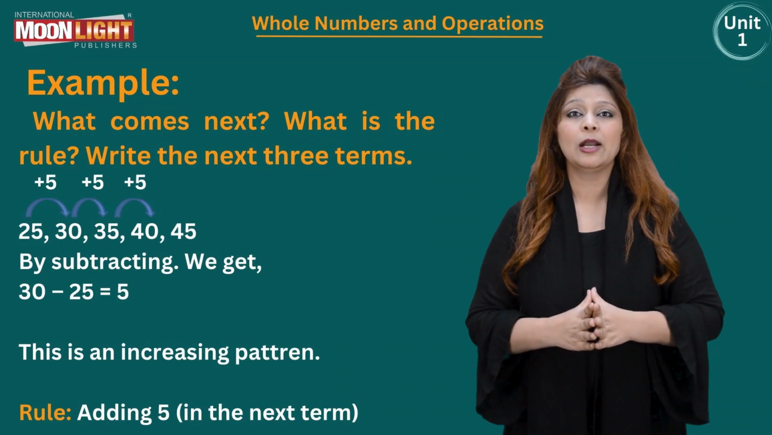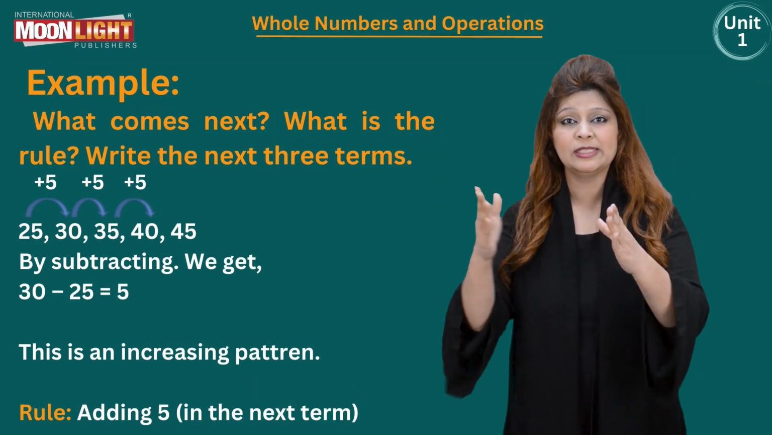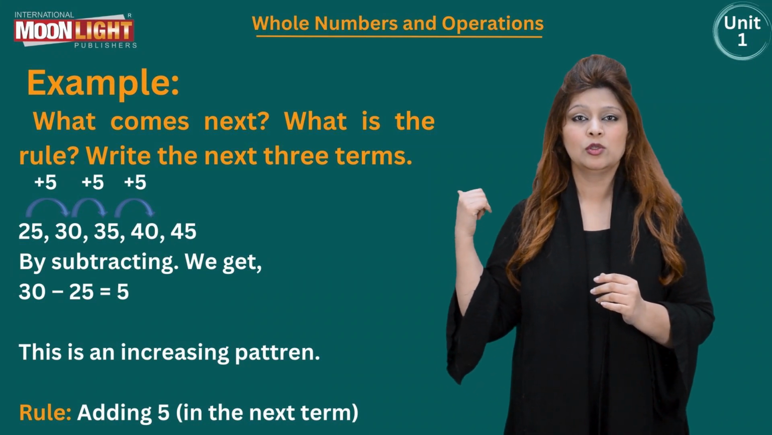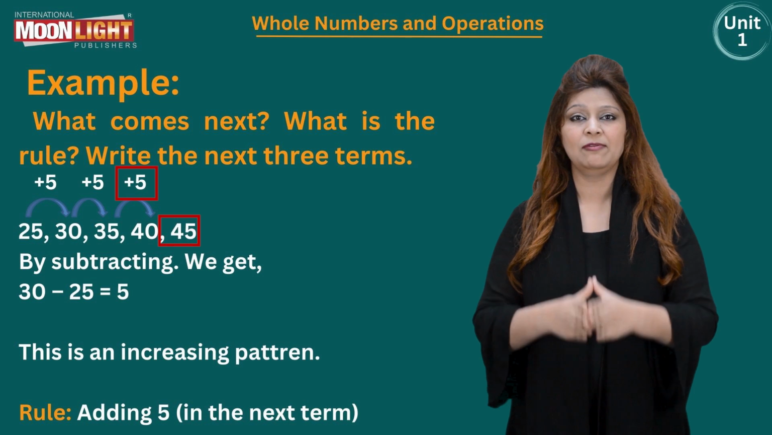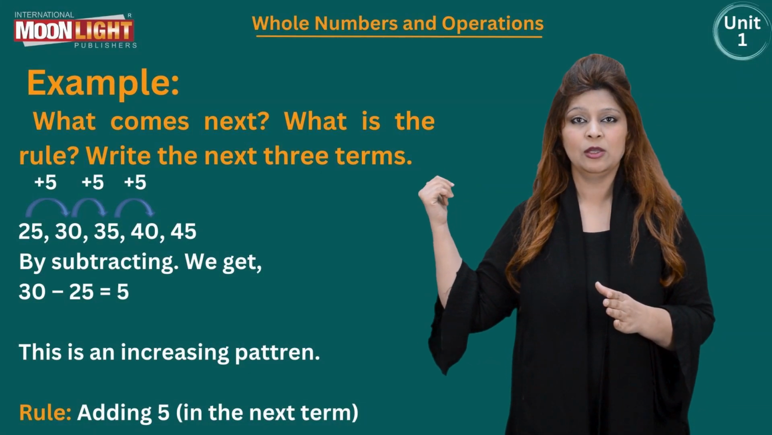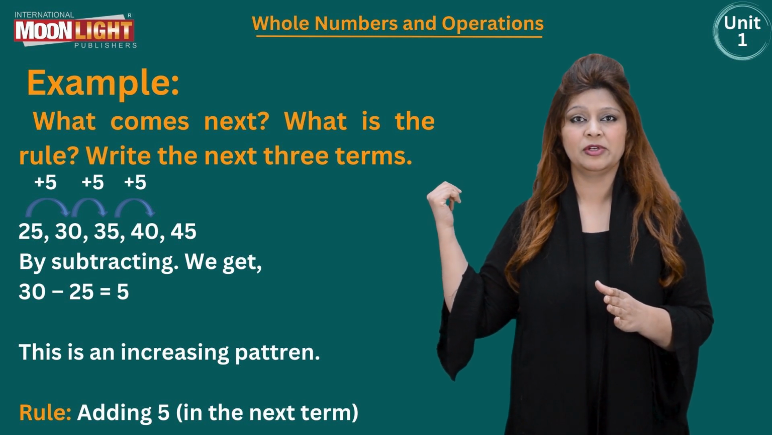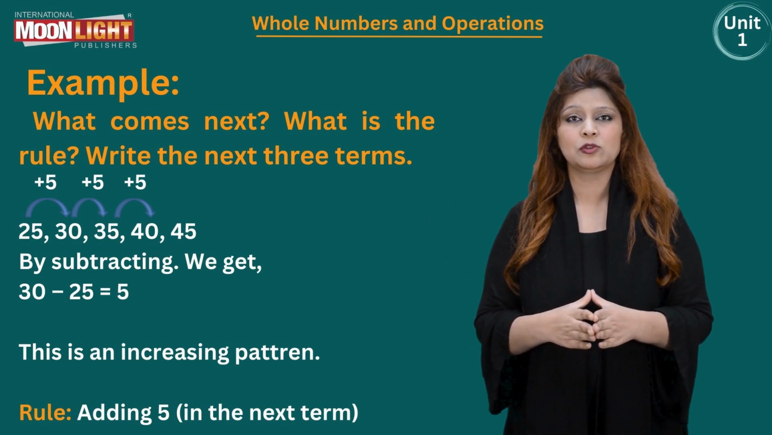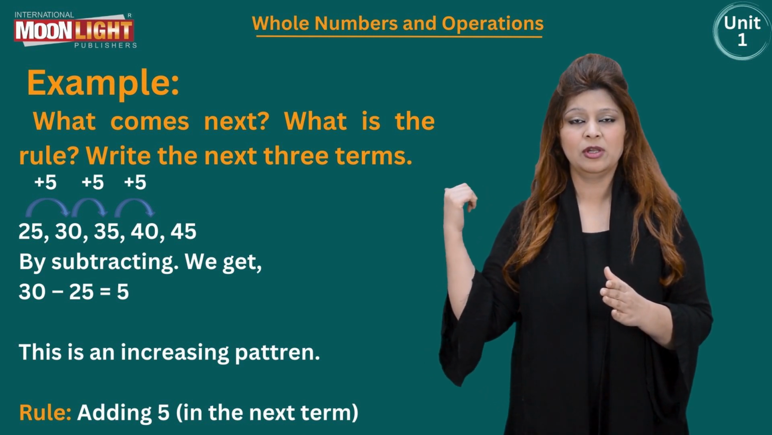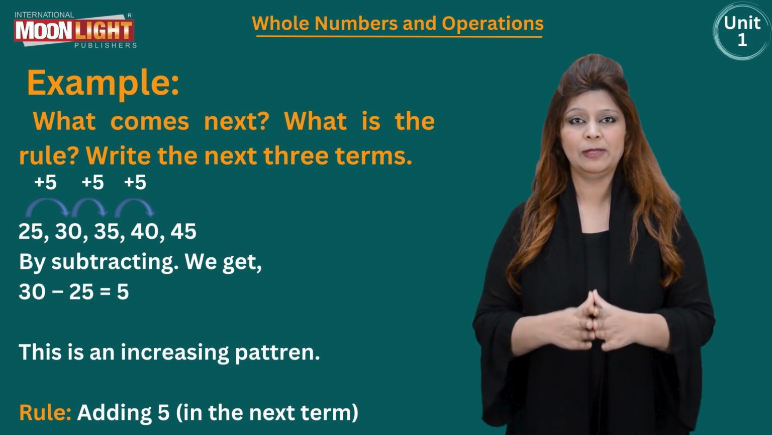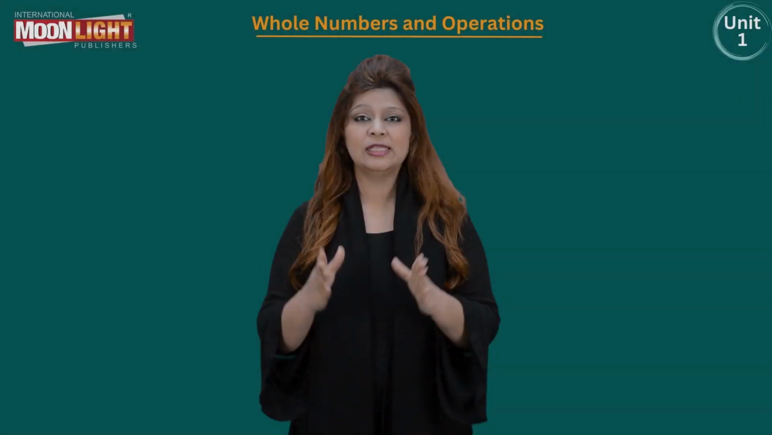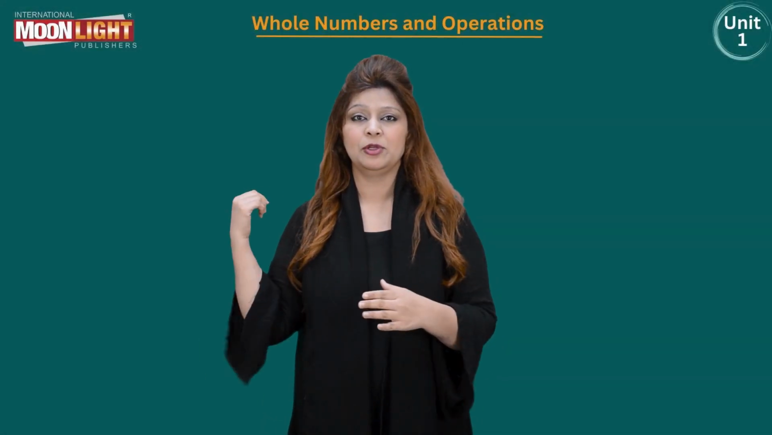So my dear students, we are going to find the next 3 terms. You can see that over here, the last number is 45. So by adding 5 to 45, what will be the answer? 5 plus 45 is 50. So I will write 50 here. This is the first missing term. Now what will be the next one? Yes, 50 plus 5 will be 55. And the third and final term will be 55 plus 5, which is 60. These are the next 3 terms which I have written over here.